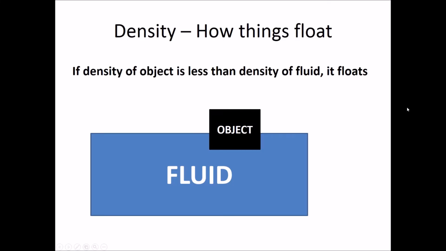Okay, so now let's talk about the science behind it and this concept called density. So the concept is very simple. If I have an object and I throw it into a fluid, if the object is less dense than the fluid, it will float. Okay, so let's go through some simple examples.